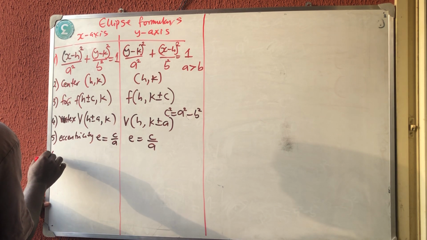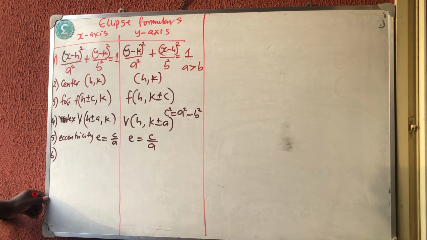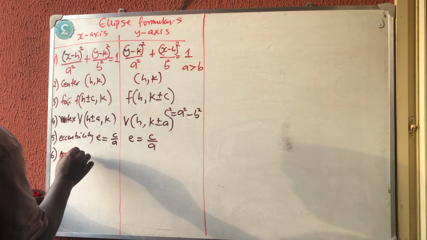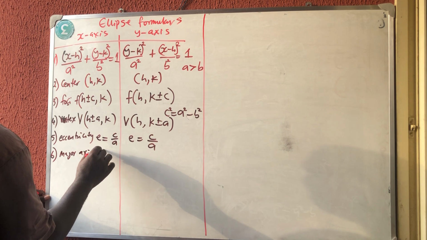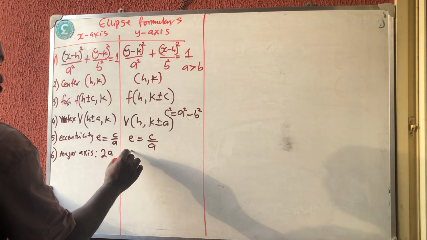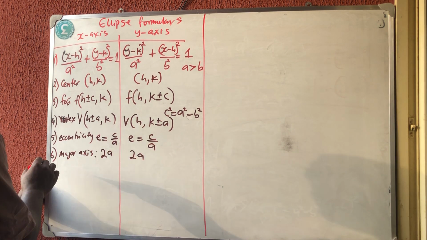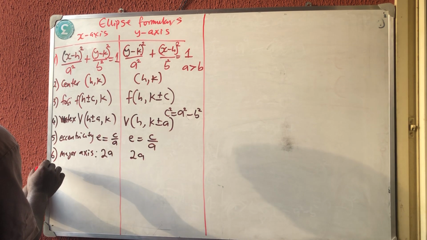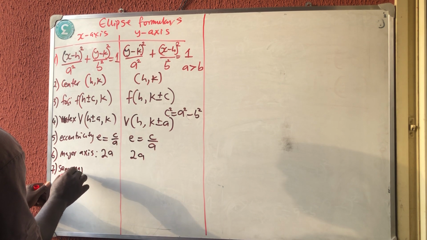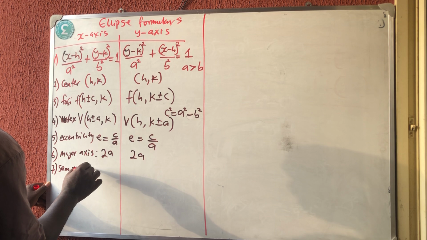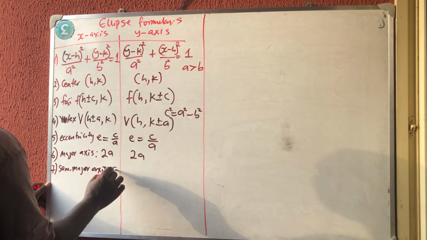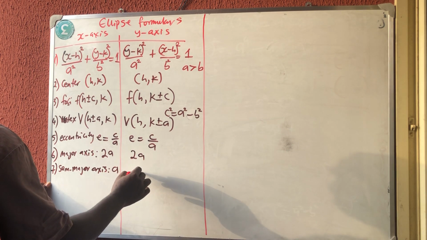Number 6, you're going to get the major axis. The major axis is 2a, because a is always bigger than b. The major axis doesn't change, 2a for this side again. But we normally get the semi-major axis, number 7. Divide this by 2, you have just a. The same thing here: the semi-major axis is a. It doesn't change.